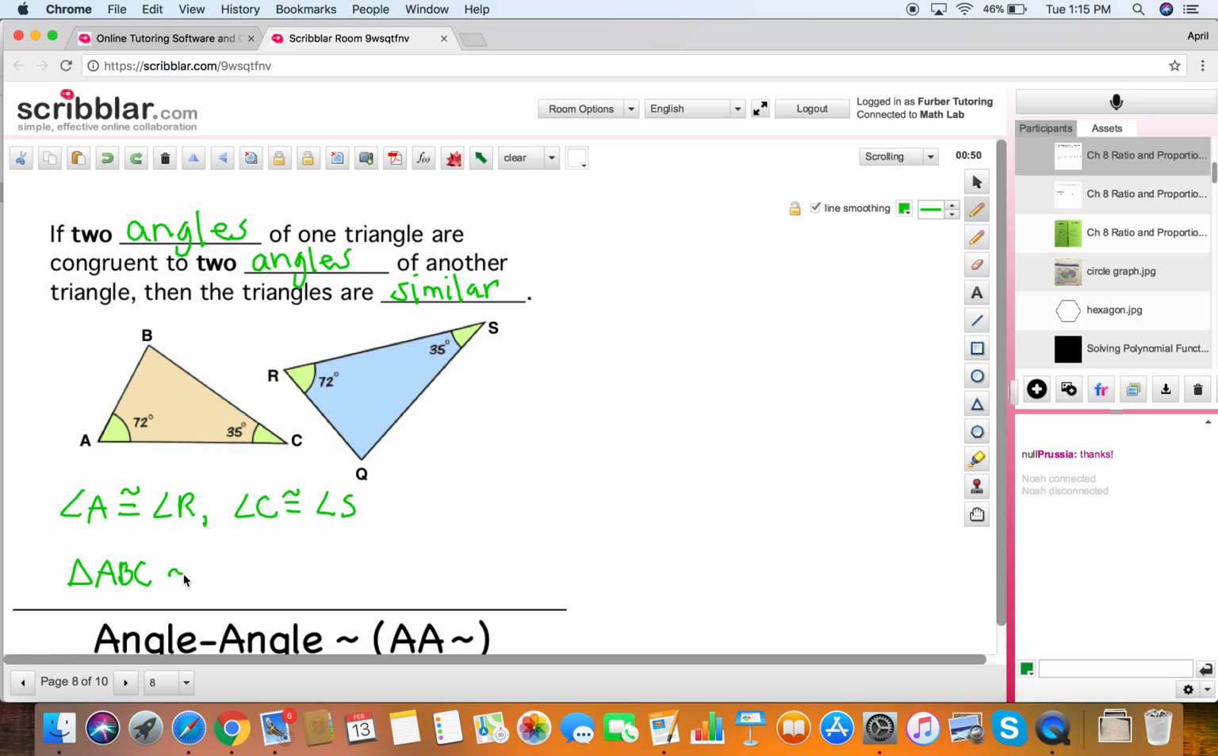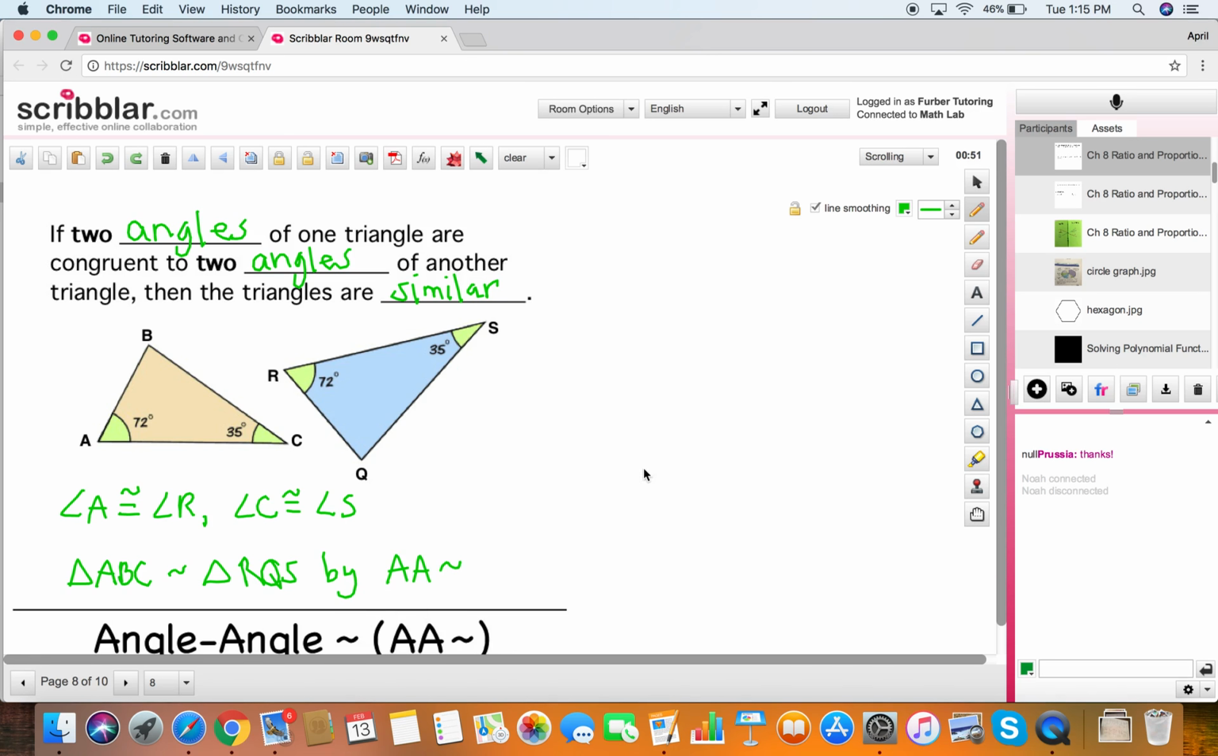Triangle ABC is similar to triangle. You have to be able to label it correctly. If I did A first, that means R is going to be first over here. So ABC would be RQS. And this would be similar by the angle-angle similarity theorem.